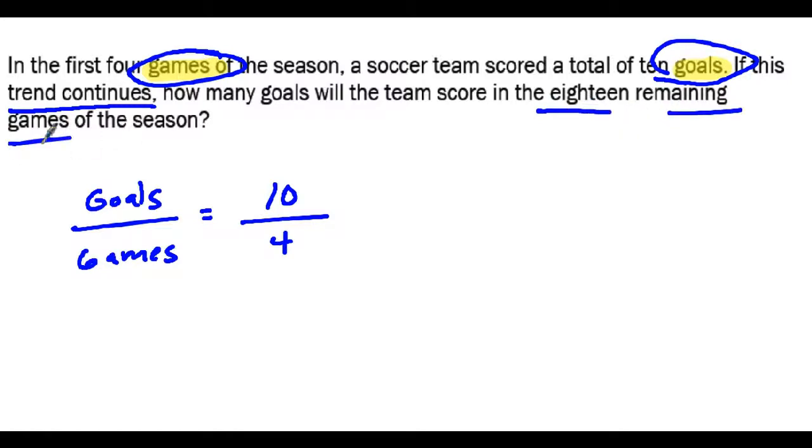Okay, so we want to know how many goals there's going to be. So we're going to write 18 here for the number of games because it's telling us how many games. And we don't know how many more goals they're going to score, so we're going to call that our variable x. Alright, so 10/4 equals x over 18.